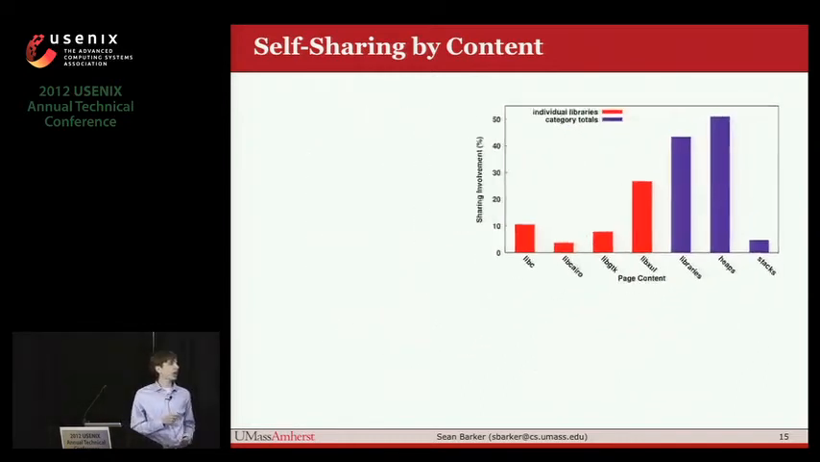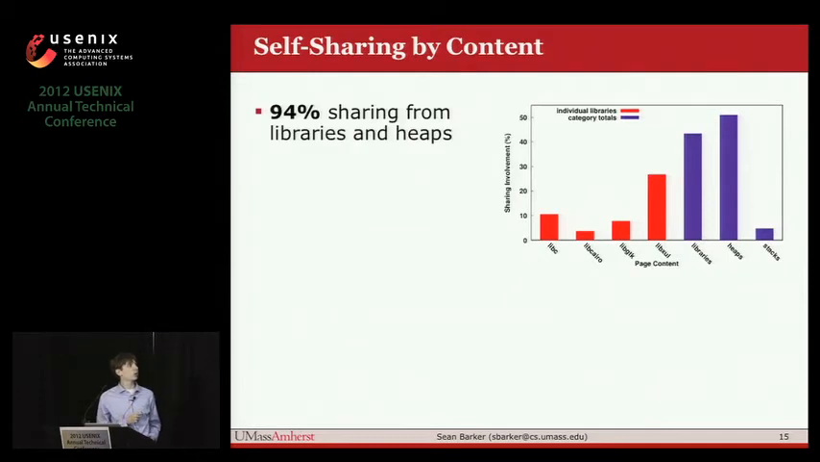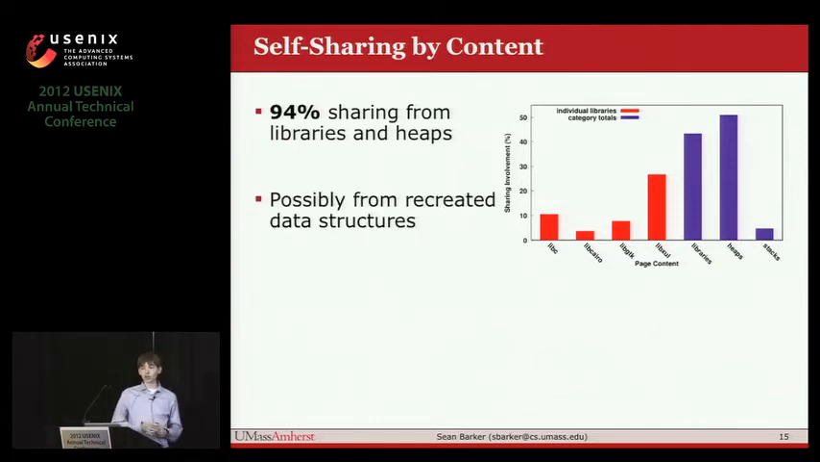Now what we're seeing here is that almost all of the self-sharing we're seeing is related to either shared libraries or program heaps. Now, we think that a lot of the sharing, for example, this duplication we're seeing in program heaps, is due to the fact that a lot of these processes are probably recreating data structures, and that's causing some internal redundancy.